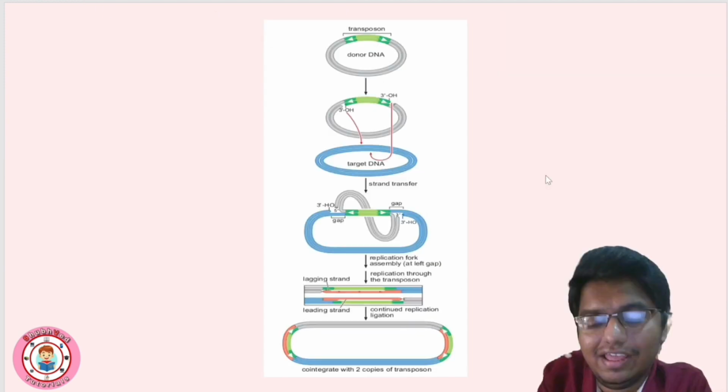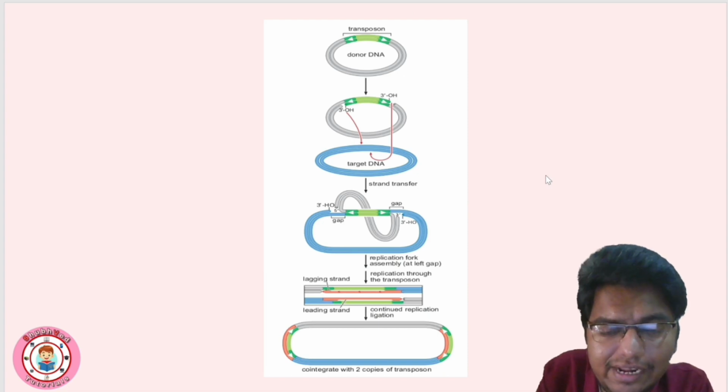Right? Now the second type of transposition is the replicative transposition. Okay, this is replicative transposition.